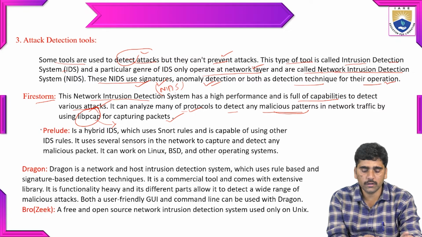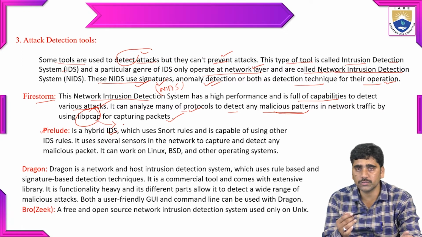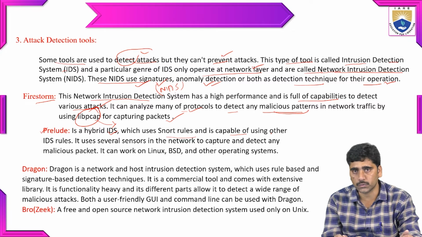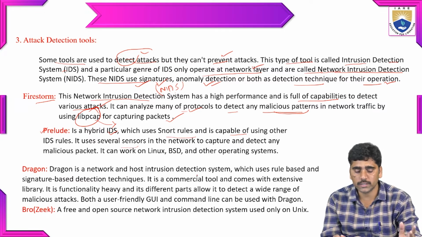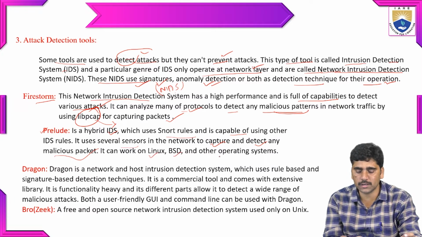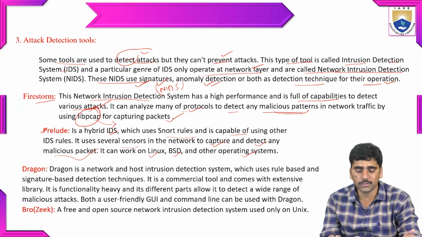And next one, Prelude. It is a hybrid intrusion detection system, which uses Snort rules, and it is capable of using other IDS rules also. It uses several sensors in the network to capture and detect, so it performs both capturing as well as detecting of malicious packets. It can work on Linux as well as BSD and other operating systems. Prelude is for capturing and detecting attacks and malicious packets.